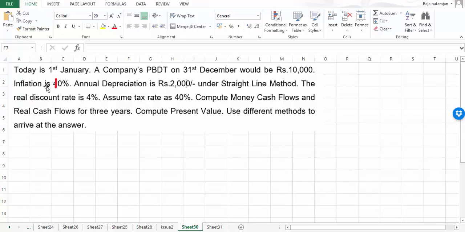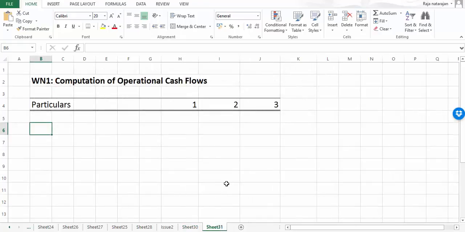This inflation has to be applied on the company's PBDT. Okay, so the company's PBDT as on 31st December is 10,000, and we are standing now on 1st January. So we have the first year end figure which is 10,000. You cannot apply inflation to it because we assume that is already taking care of inflation. For year 2 and 3 we have to provide for inflation. So let me capture that.